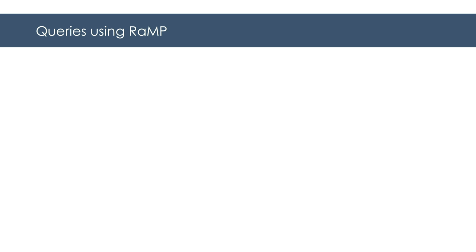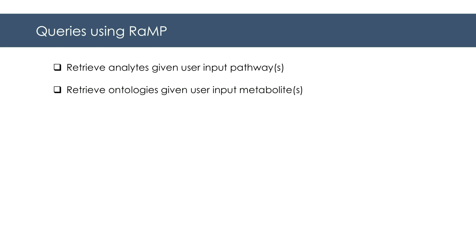We have 4 major queries using RAMP. You can retrieve analytes given a user input pathway. If I enter a pathway name, it will give you the analytes, meaning genes or metabolites that are contained within that pathway. You also can retrieve ontologies if you give a metabolite. An ontology for a metabolite will be, what type of biofluid is it?